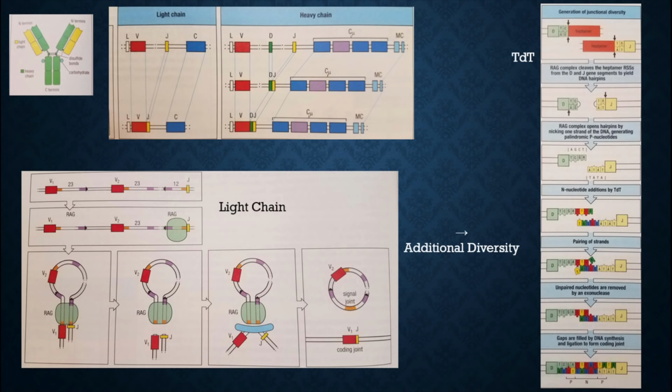I also want to note there's a 23-12 rule that was mentioned in class. This is important because the REGs don't just cleave anywhere. They cleave at very specific sites so that you maintain a functional antibody. And those sites happen to be these 23 and 12 base pair regions. So that's the 23-12 rule.